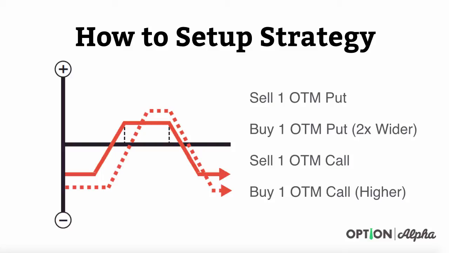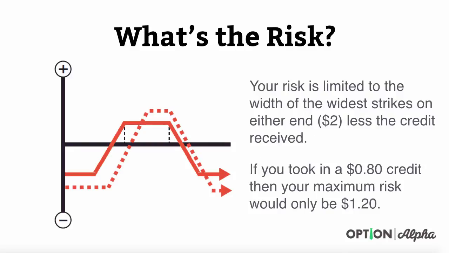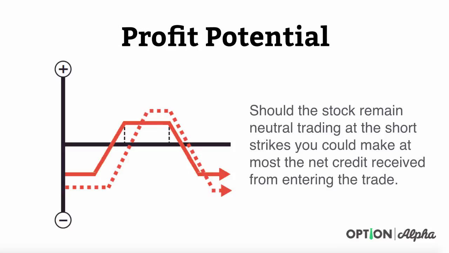And you can see that's where we get that dotted line here on the profit loss diagram, from a regular iron condor, which is that red solid line, to that dotted line, which is just a little bit more skewed to the top side of the market. So what's the risk? Well, your risk is limited to the width of the widest strikes on either end. In this case, we'll use an example where we have a $2 wide width less the credit that you received. So if you took in an $80 credit, then your maximum risk would be only $1.20.